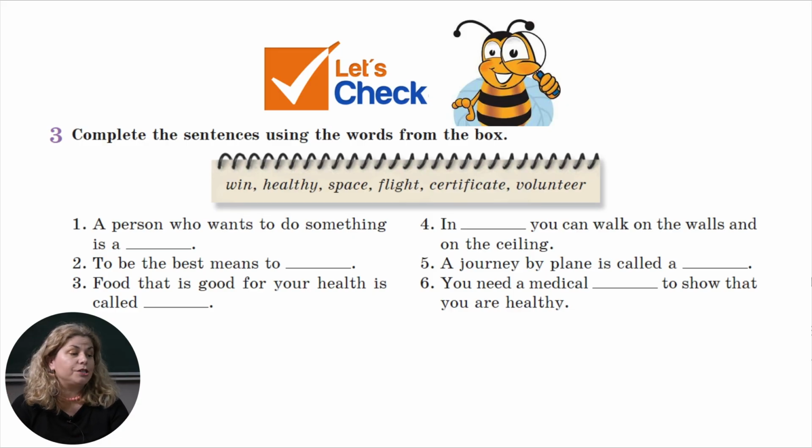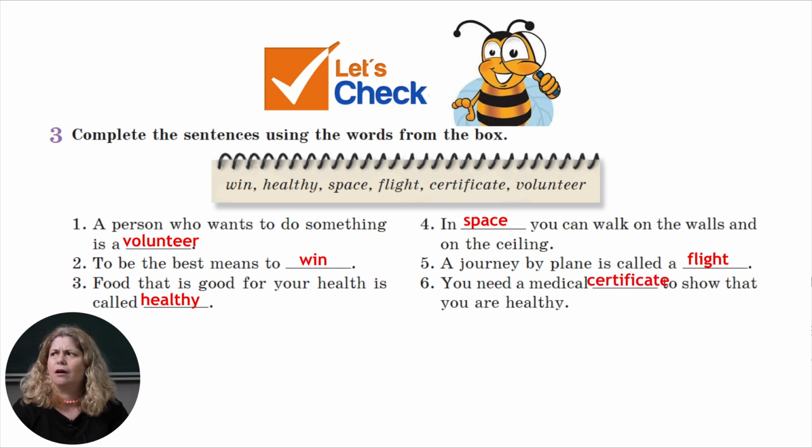Let's check together. A person who wants to do something is a volunteer. That's right. To be the best means to? Right, to win. Food that is good for your health is called healthy. In space, you can walk on the walls and on the ceiling. A journey by plane is called a flight. You need a medical what? Certificate, you're right, to show that you are healthy.